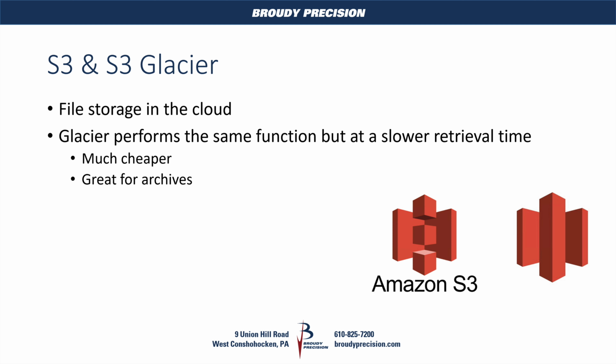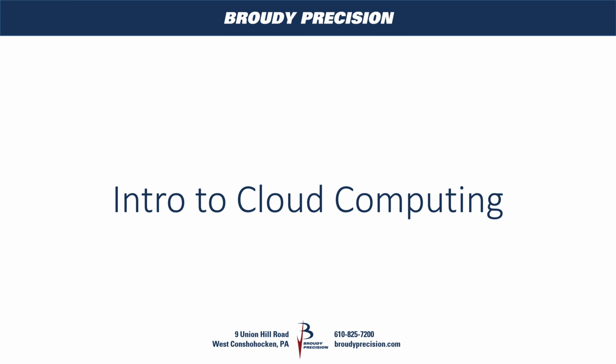And as I mentioned before, you've got S3 and S3 Glacier. These are file storage in the cloud. Glacier performs the same function as S3, but at a slower retrieval time. So potentially in the data center, the files are on tape, maybe. So a robot has to go and grab a tape or something to pull up the files for you in order to get them. So it's great for archives. It's much cheaper, but it's going to be a little bit longer to pull up the file for you.